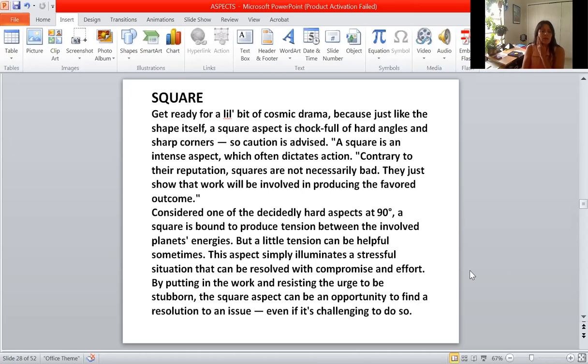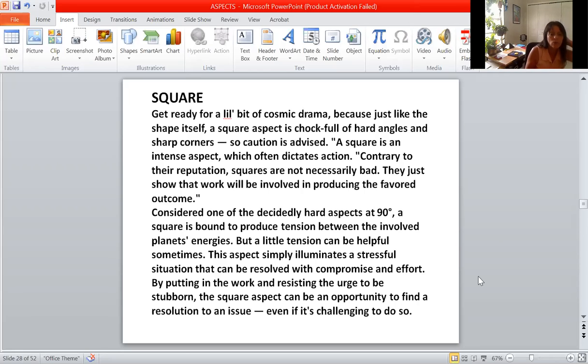Considered one of the most decidedly hard aspects at 90 degrees, a square is bound to produce tension between the involved planets or energies. Remember, we said that other than their qualities, there's not much in common. They're two kings, like a male king and a female king, not even a male king and a male king. Okay, but a little tension can be helpful sometimes. This aspect simply illuminates a stressful situation that can be resolved with compromise and effort.